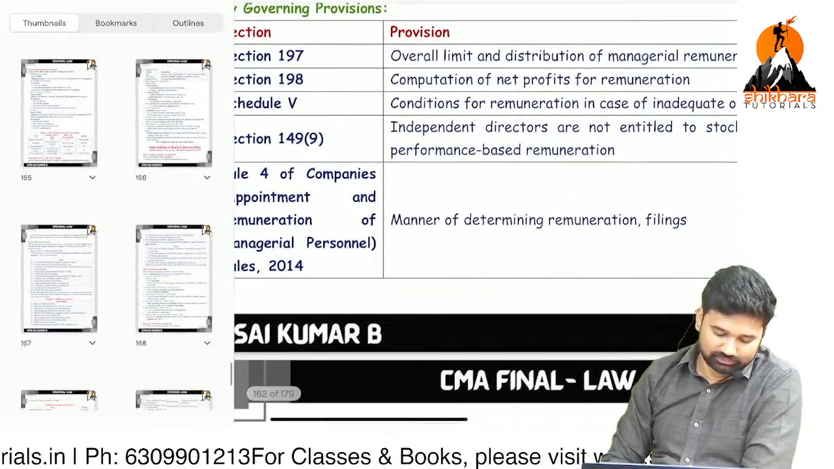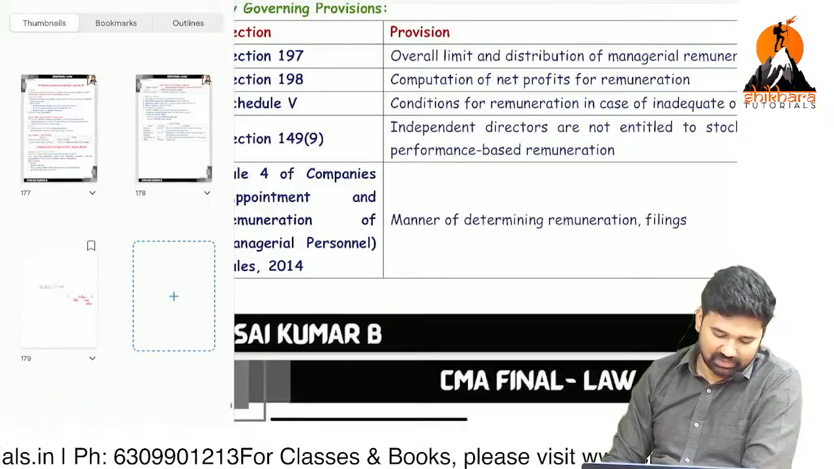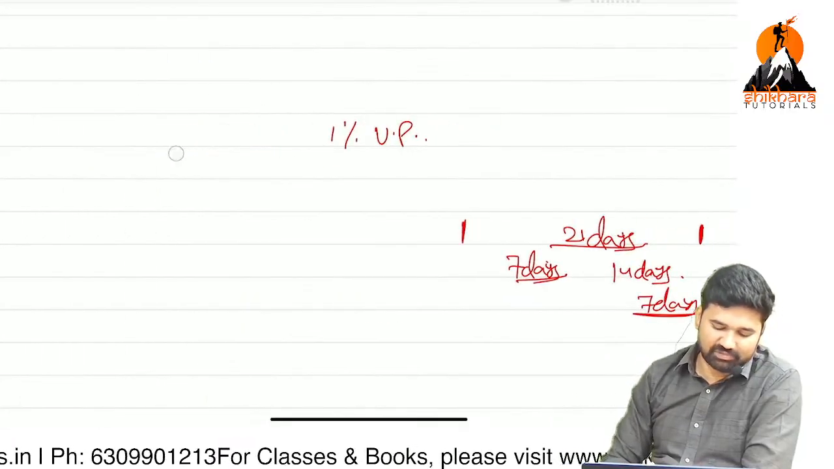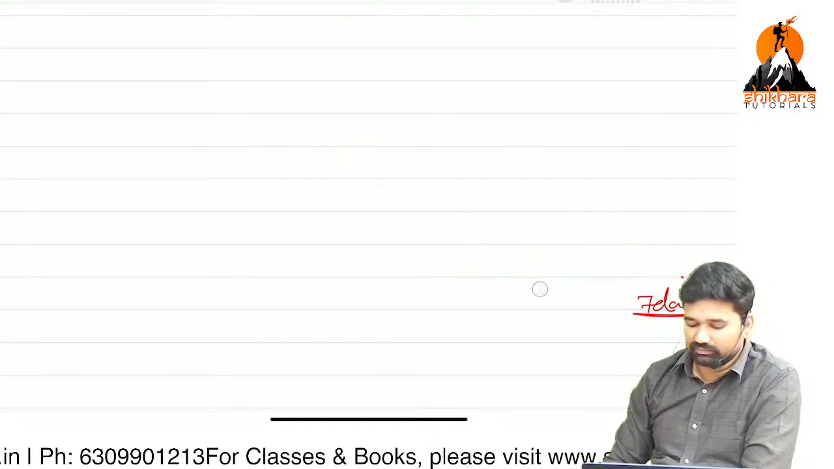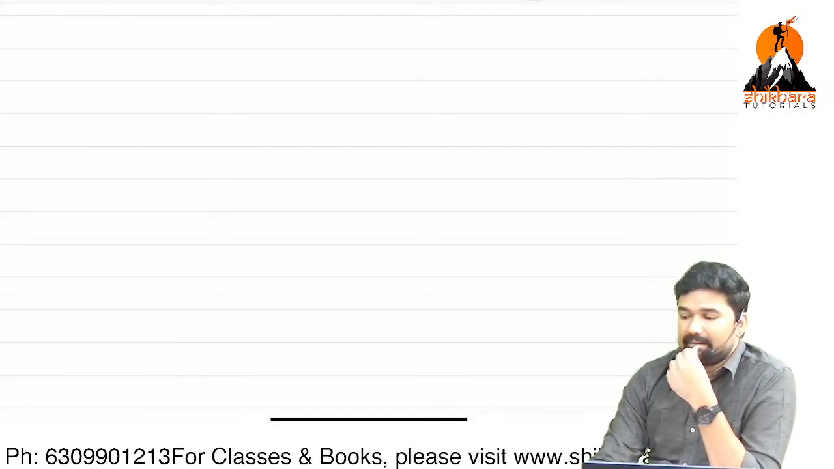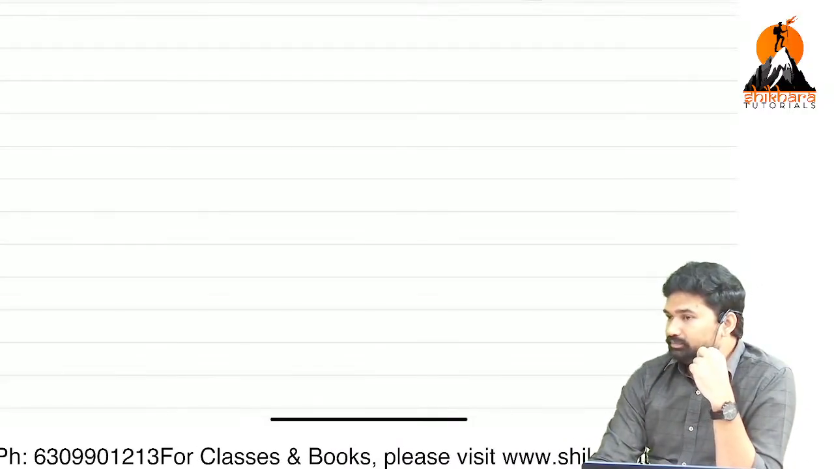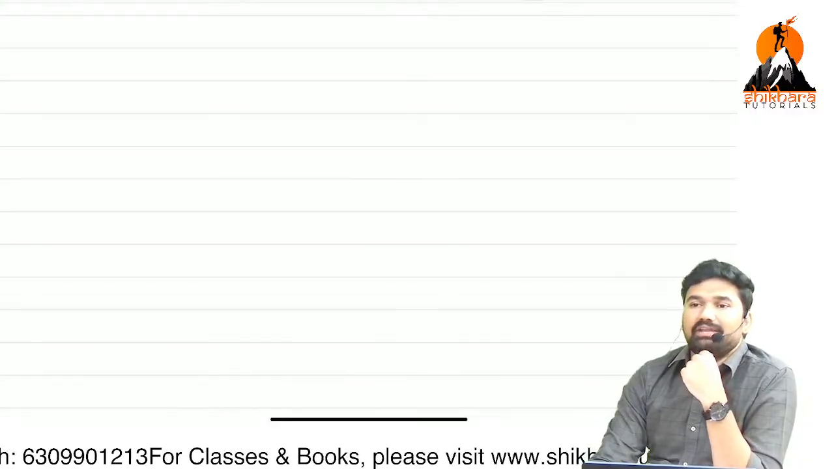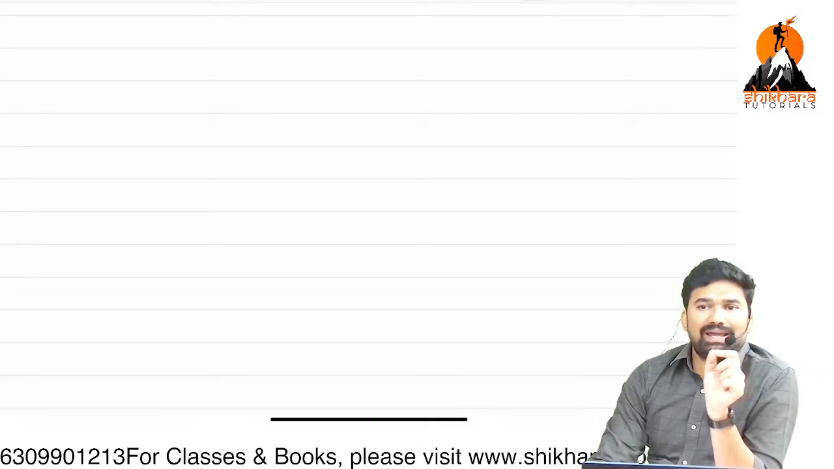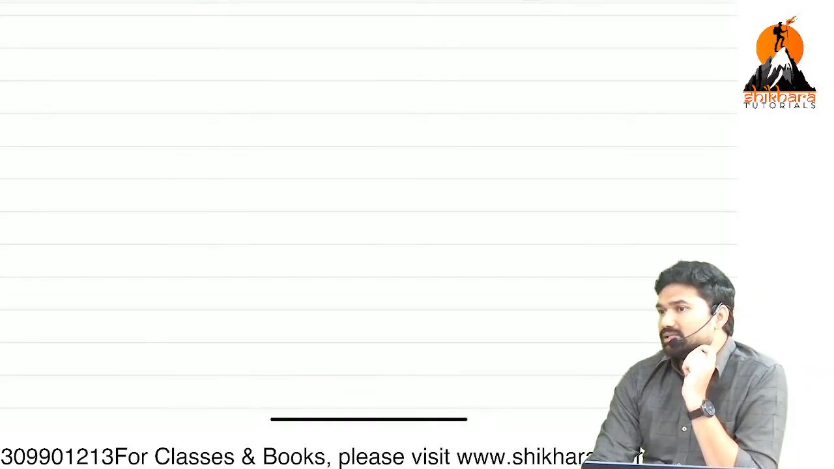184. Listen carefully. First of all, listen carefully. Don't look at the materials. First of all, listen carefully. 184, POI in other entities. Particulars of interest in other entities.